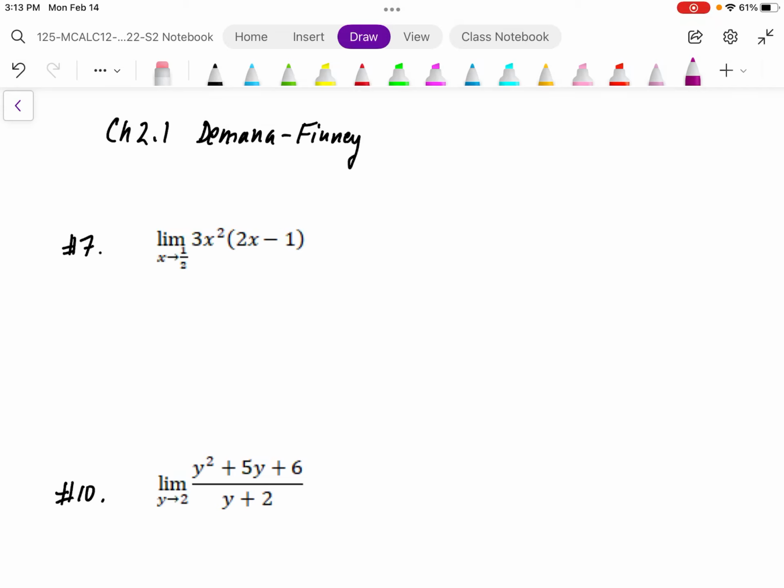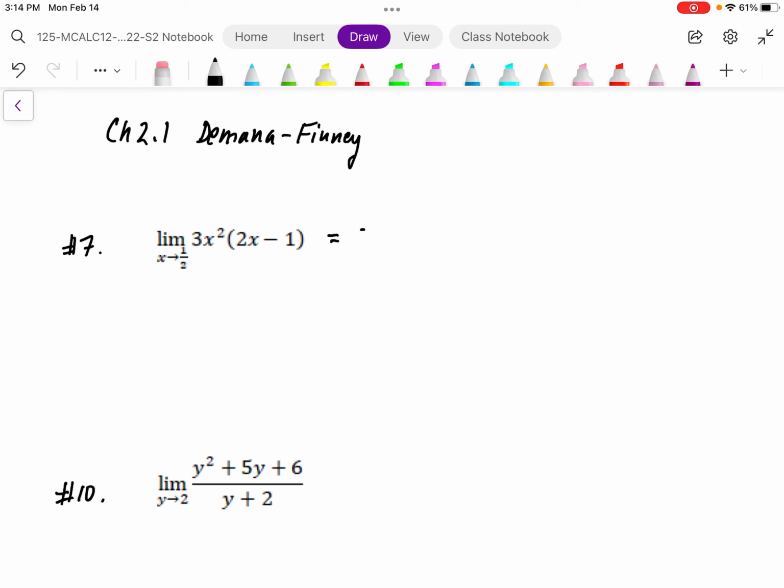Chapter 2.1 in Demana, Waits, Foley, Kennedy, question number 7, it says use substitution to evaluate. So basically, with all limits, we want to substitute in the limit value to see what happens. If we get a value that we can evaluate, that is the limit.